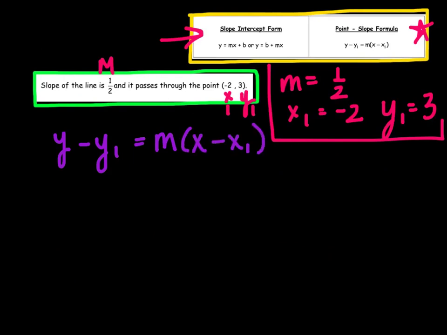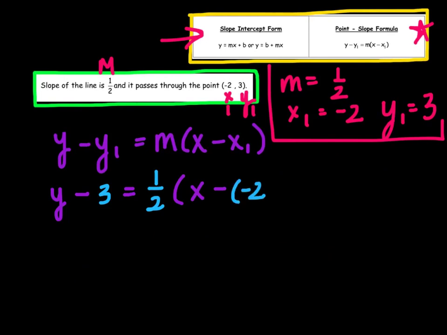So we're going to plug in for the y1, the m, and the x1. So let's do that now. We're going to start with y minus, and in this case I'm going to change the y1 to a 3. I have equals, I'm going to change the m to a 1/2 times x minus, and I'm going to change the x1 to a -2. And I'm going to put that in parentheses just so I know it's a -2. So there's my numbers inserted into the equation.